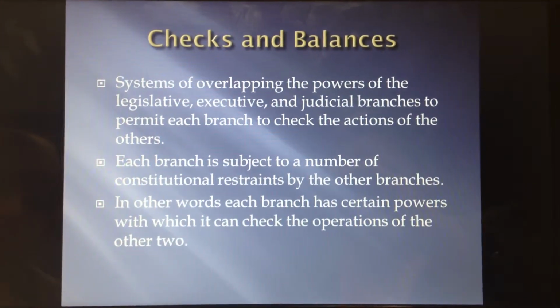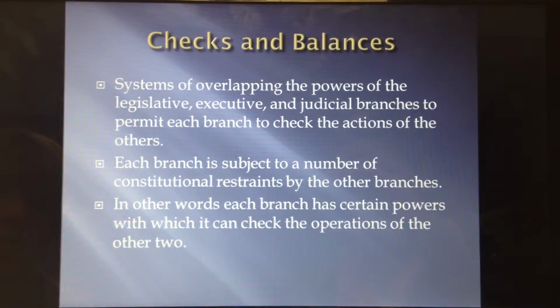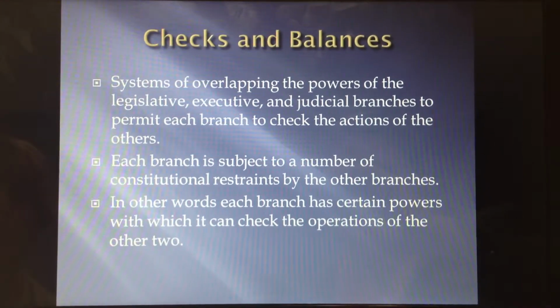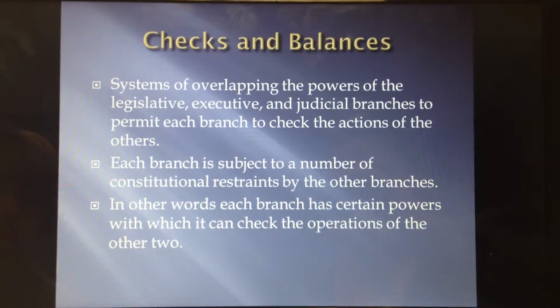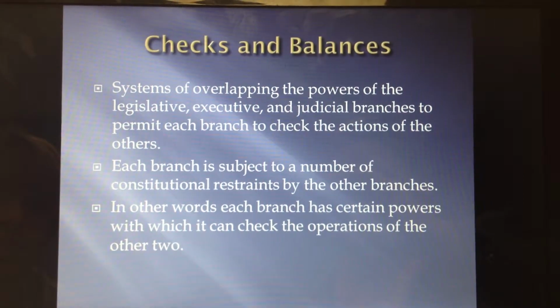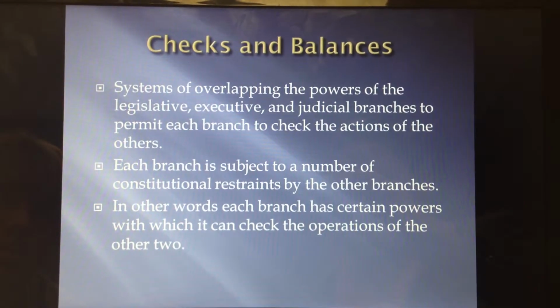Checks and balances. Systems of overlapping powers of the legislative, executive, and judicial branches permit each branch to check the actions of the others. Each branch is subject to a number of constitutional restraints by the other branches. In other words, each branch has certain powers with which it can check the operations of the other two.